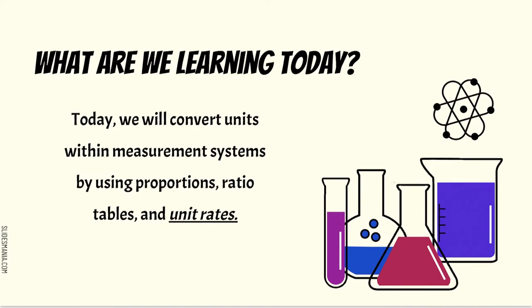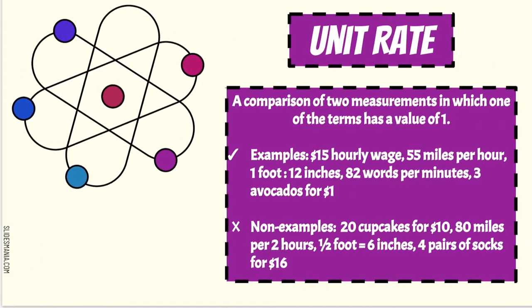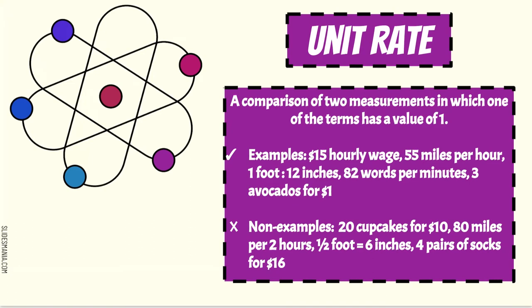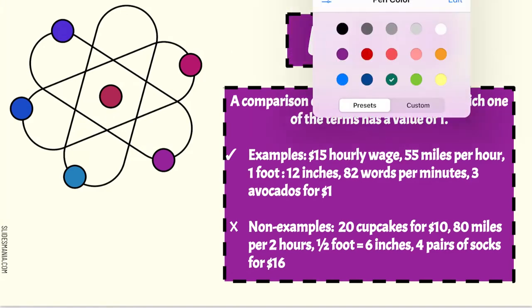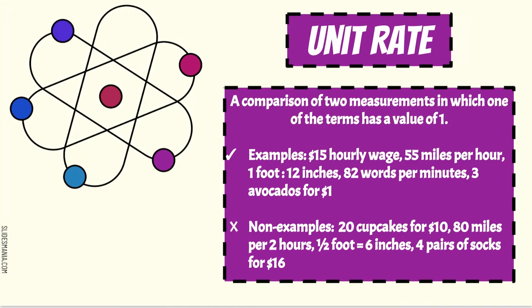Notice the phrase unit rates is bolded and underlined. This is something that is new to us in 6th grade, so we're going to talk about that word a little bit. A unit rate is a comparison of two measurements in which one of those terms has a value of 1. So when we look at our examples, we have a $15 hourly wage. Well, since it's hourly, that means I make $15 in 1 hour. So since 1 is part of my comparison, that makes it a unit rate.